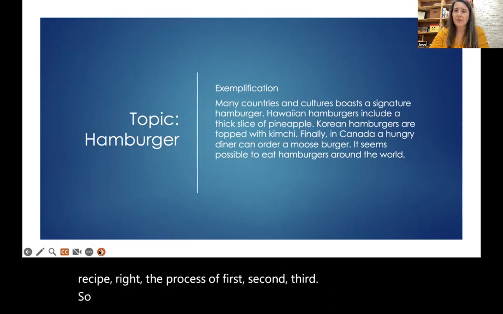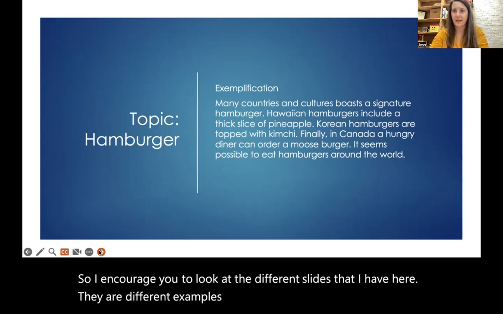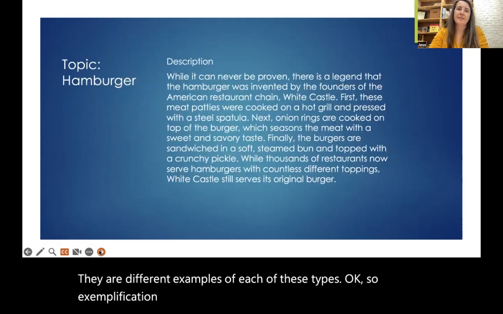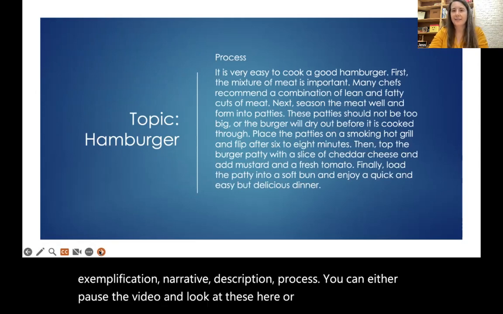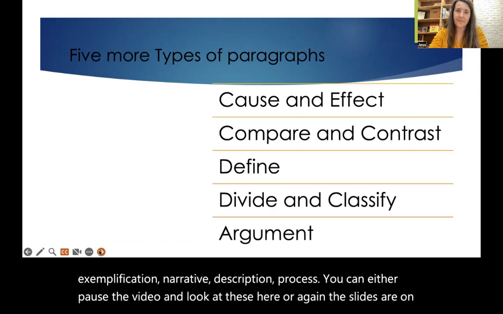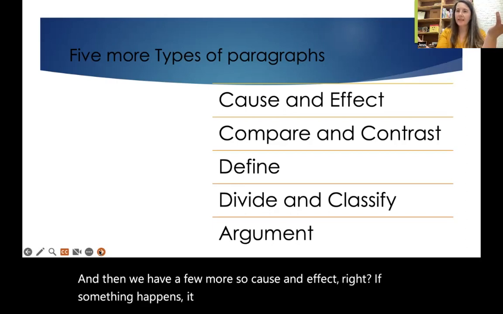So I encourage you to look at the different slides that I have here. They are different examples of each of these types. Okay, so exemplification, narrative, description, process. You can either pause the video and look at these here, or again, the slides are on Blackboard. And then we have a few more. So cause and effect, right? If something happens, it results in an action happening.